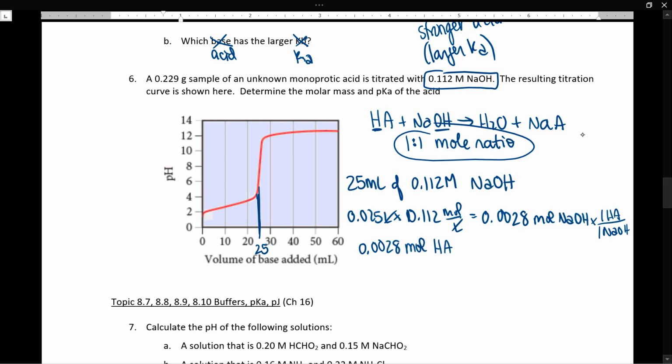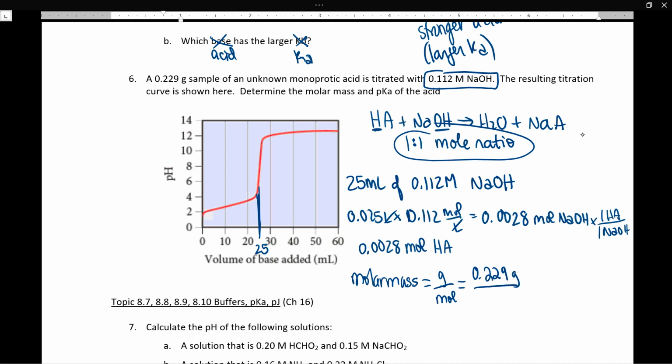Okay, so last question though is you want to find the molar mass. The molar mass is the grams per mole. So the grams is 0.229 and the moles is 0.0028. So we divide 0.229 by 0.0028, and you end up with 81. Let's see, how many sig figs should we have? I think we should have 3 sig figs. Okay. 81.8 grams per mole. That's the molar mass.